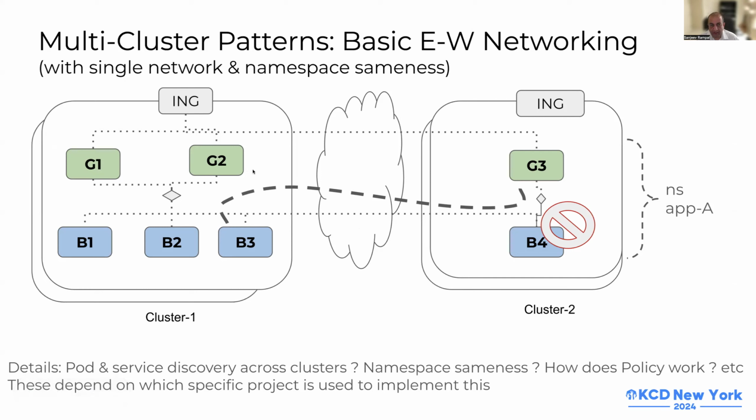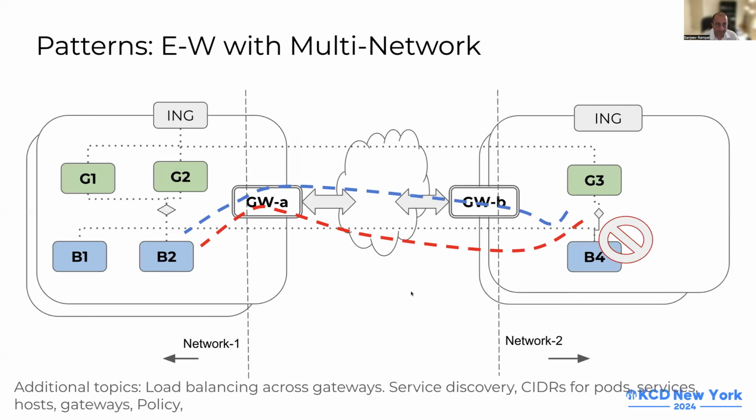What we mean here is cross-cluster service-to-service traffic, where the services themselves have replicas across clusters. And then an additional complication would be if you have to do the east-west multi-cluster networking pattern, but this time the clusters are not in the same routing domain, right? So in this case, the pods in cluster 1 are in network 1, and pods in cluster 2 are in network 2.